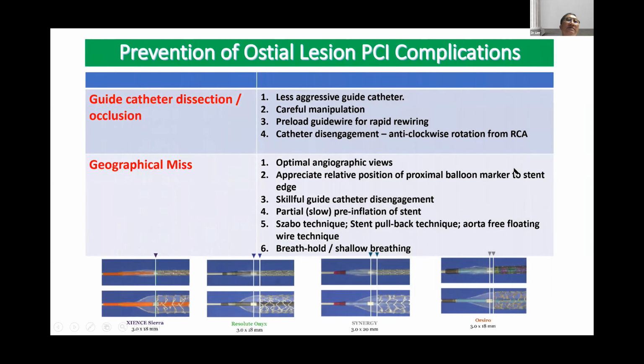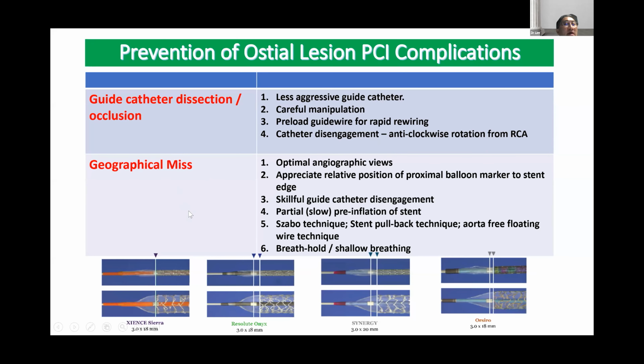Lastly, there are a few things to consider to minimize the likelihood of an ostial PCI complication. One is a guide catheter dissection or occlusion. Generally, it's good to choose the less aggressive guide catheter unless you really need a lot of support, careful manipulation, and consider preloading of the guide wire for rapid rewiring and catheter disengagement.